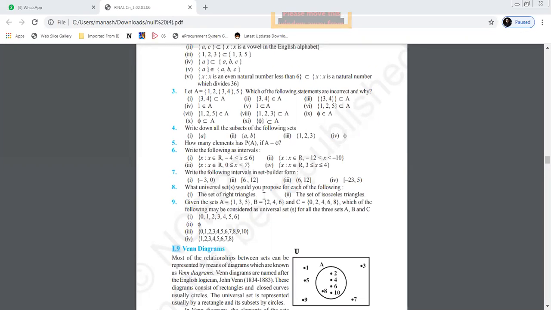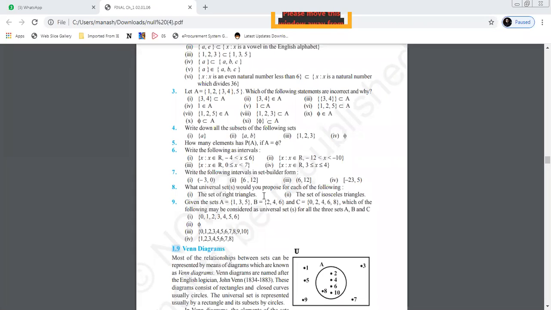Now, whenever we talk about numbers, you know that the set of integers is a subset of real numbers. The set of natural numbers is a subset of real numbers. The set of rational numbers is a subset of real numbers. So in that context, the set of real numbers is the universal set.